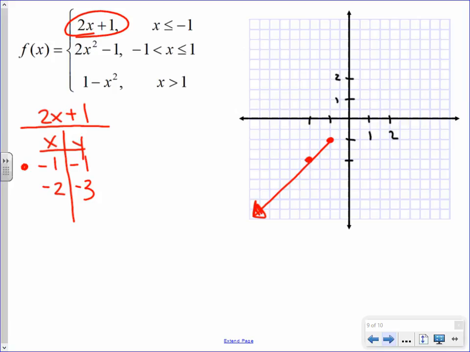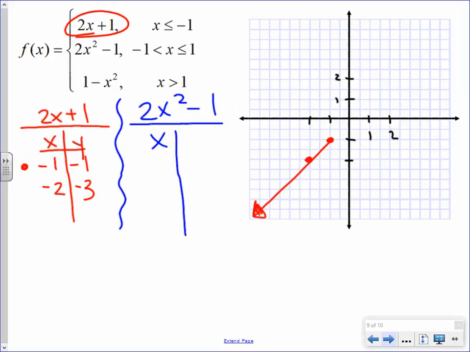Let's move on to our second piece. Our second piece is 2x squared minus 1, and that piece is defined between negative 1 and 1. So I can start at negative 1 and I can stop at 1. Now, some of you are saying, but negative 1 is not included. I know. We still have to begin there, but what are we going to put there? An open circle. Okay? And at 1 it's included, so we can put a closed circle.